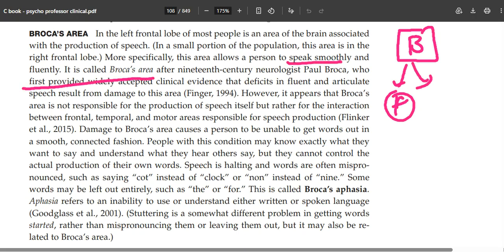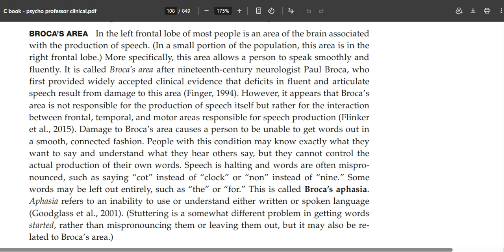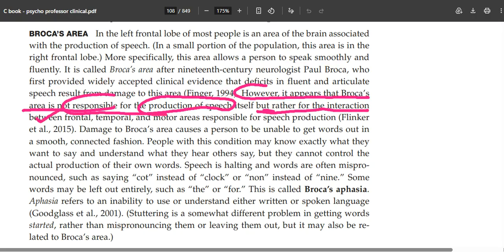However, it appears that Broca's area is not responsible for the production of speech itself, but rather for the interaction between frontal, temporal, and motor areas responsible for speech production.